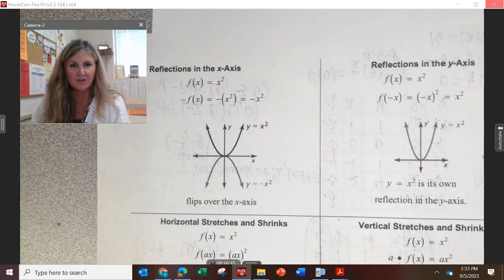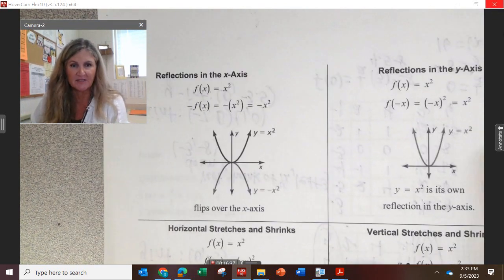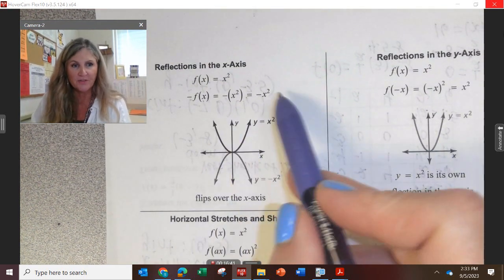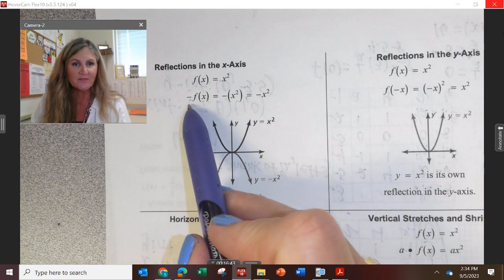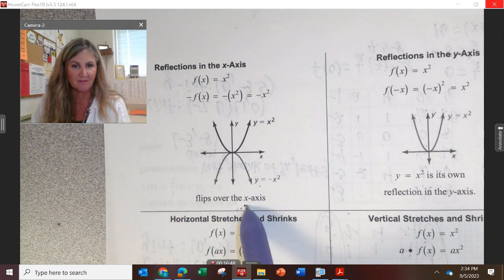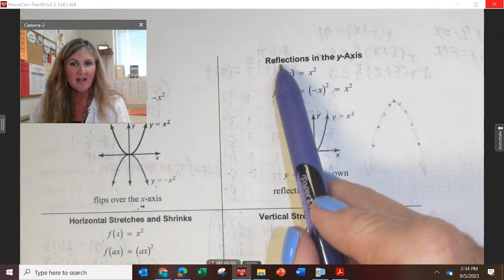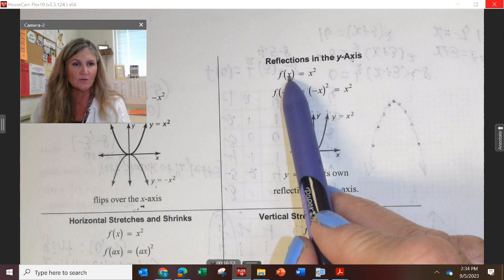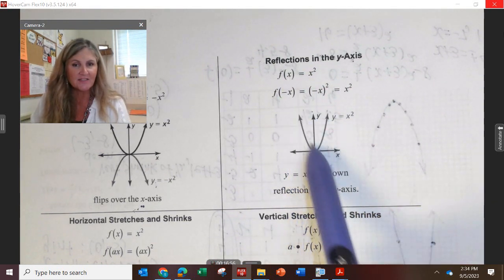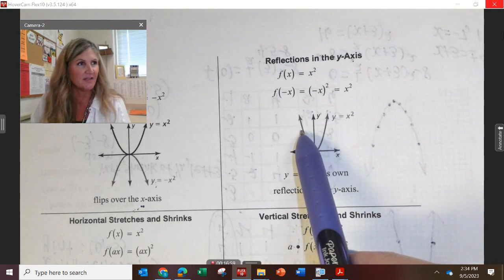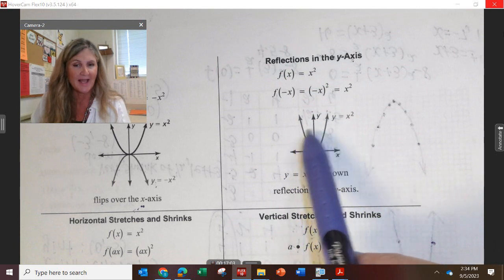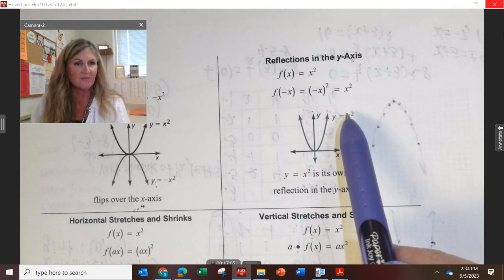Okay, just a reminder, how do we do a reflection in the x-axis? Well, to make that happen, we want to reflect the whole thing over the x-axis. So we have to multiply our entire function by a negative. And that's going to be that flip over the x-axis. A reflection in the y-axis, only the x gets replaced with a negative x. So that is not going to change it at all, is it? If I reflect this over the x-axis, or sorry, the y-axis, it's really just the same function.